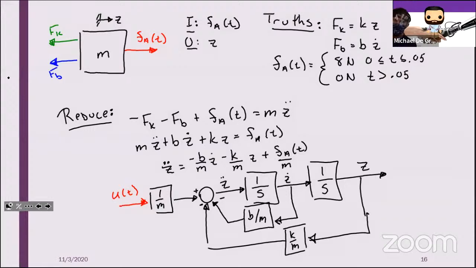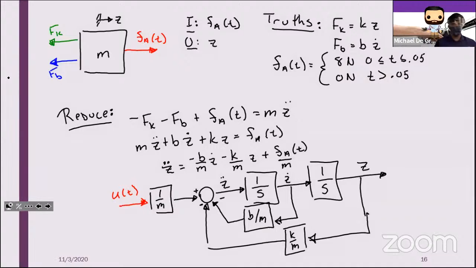So we'll do our reduction, right? Minus FK minus FB plus FA of T equal to MZ double dot. We rearrange, right? Get all the inputs on one side, outputs on the other. Include our truths: MZ double dot plus BZ dot plus KZ equals FA of T. Then we'll solve for Z double dot. And when we solve for Z double dot, we're going to end up with something like this.